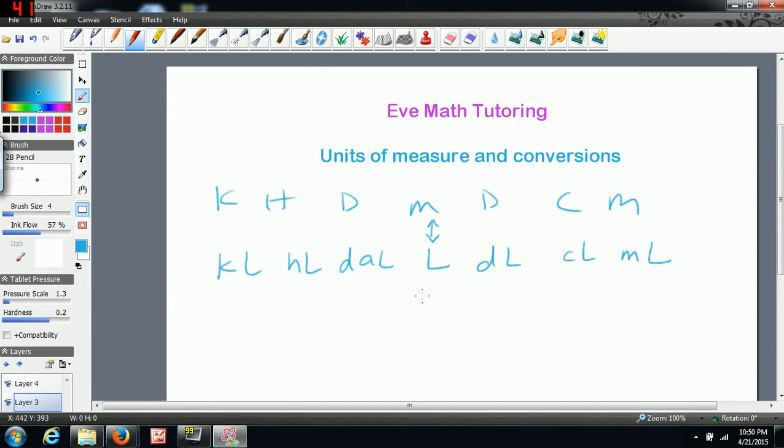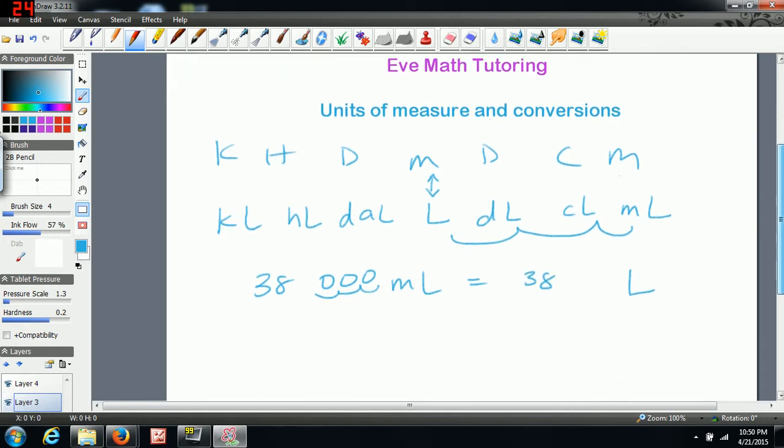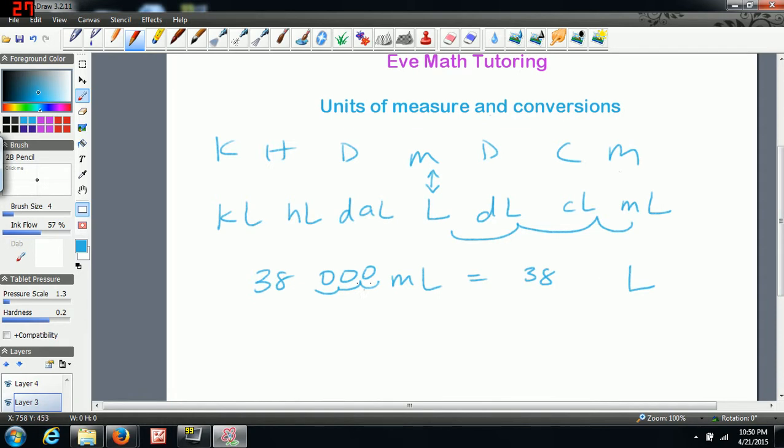So if you have this chart, say you have 3,800 milliliters, how many liters would that be? So you would go 1, 2, 3. You take the decimal, which is at the end of the number, move it over 3 units, and you get 3.8 liters. Okay, so it would be an easy way to convert between milliliters and liters, which is a common one that we do.